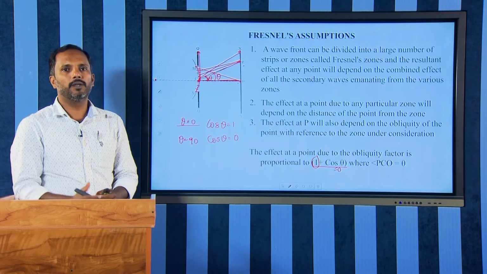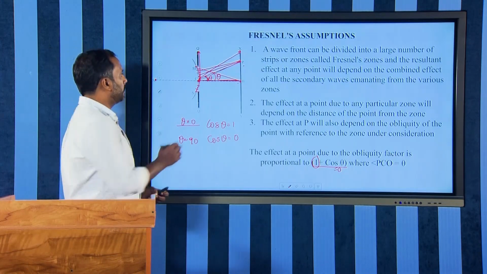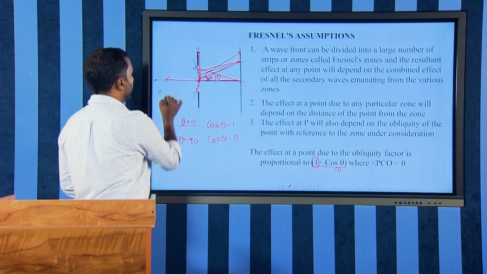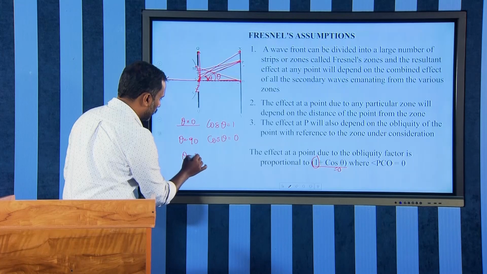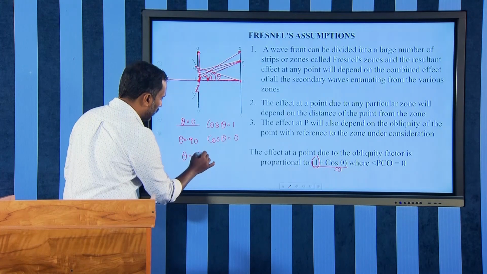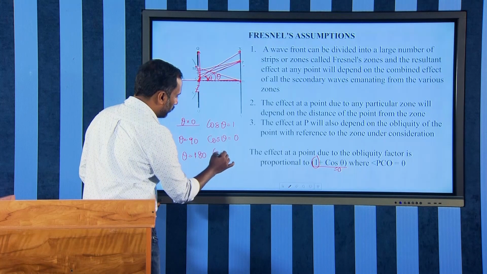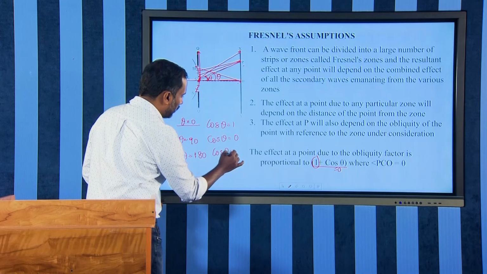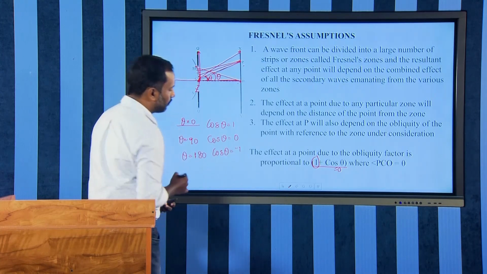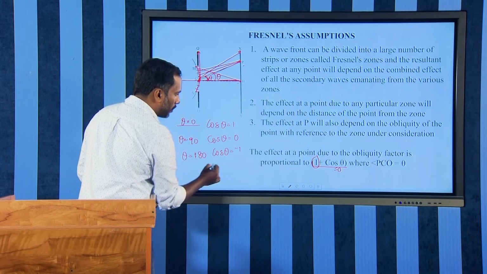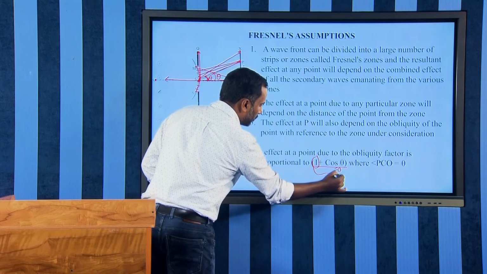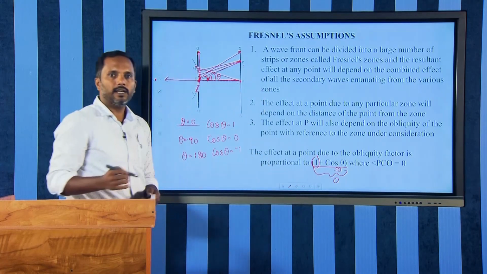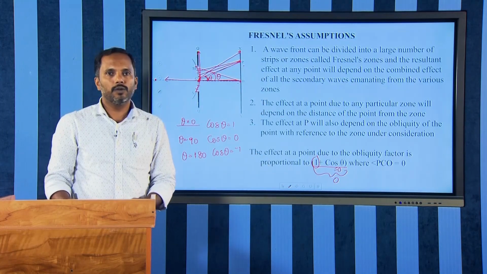And another possibility is in the direction CS, in the opposite direction. Then in this case theta is equal to 180 degrees. Now, that 180 gives you cos theta equal to minus 1. Then 1 plus cos theta becomes 0, this complete term becomes 0, so the effect is 0.